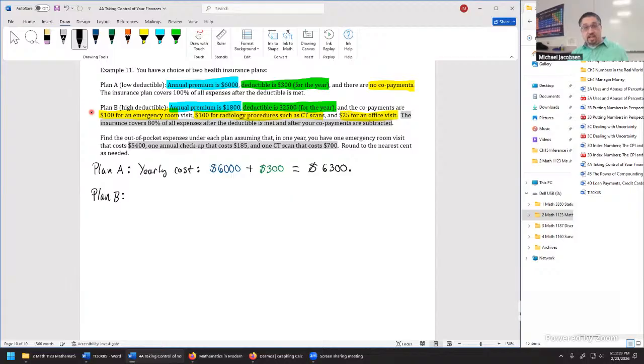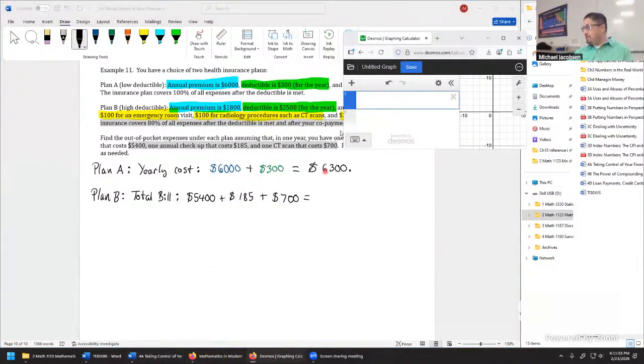Let's maybe begin by just saying the total medical bill, putting these three costs together into one. The total bill, this is not what you have to pay. This would be something you might see on a so-called EOB statement, an explanation of benefits. Total bill is going to be the $5,400 emergency room visit plus the $185 regular checkup, and those are expensive, $700 CT scan.